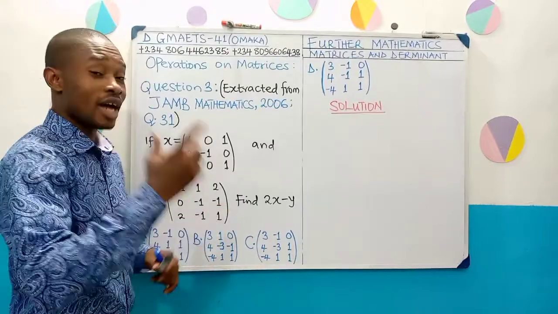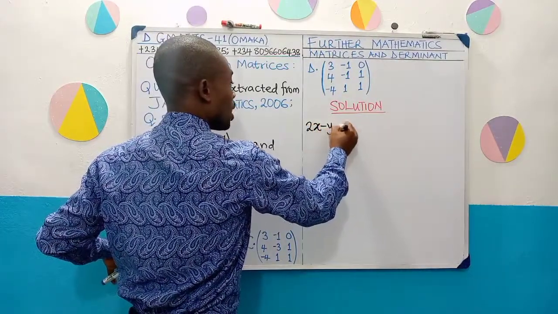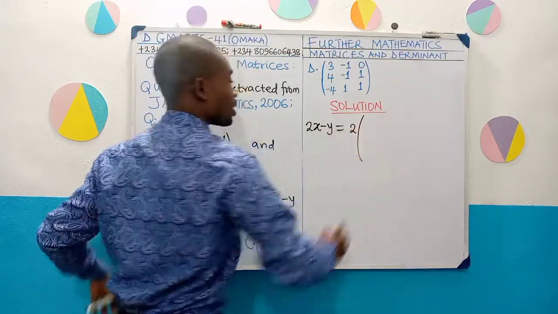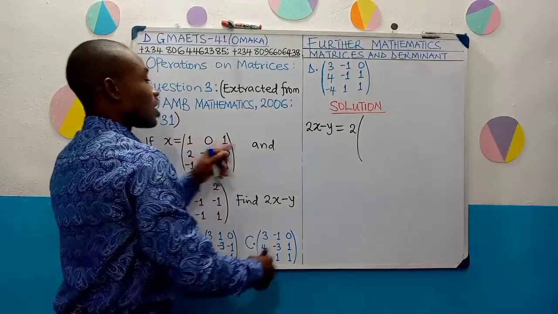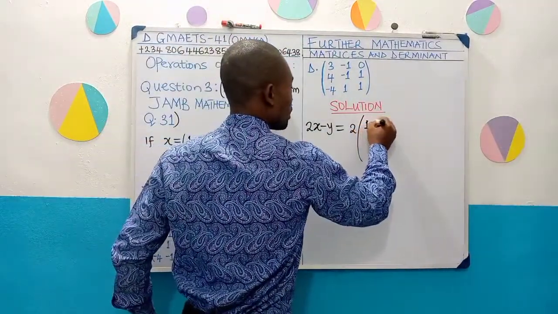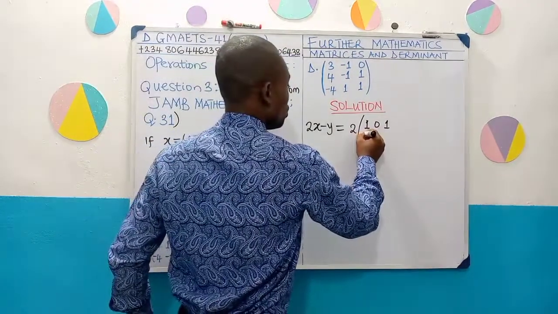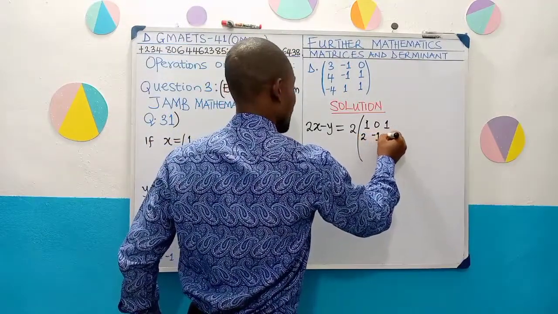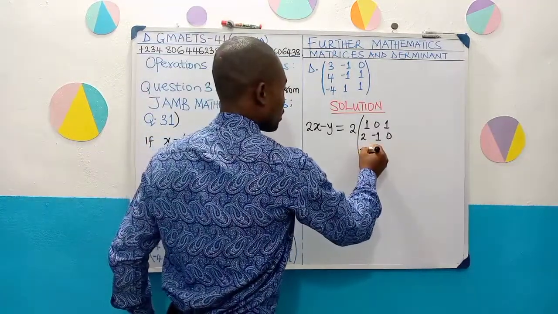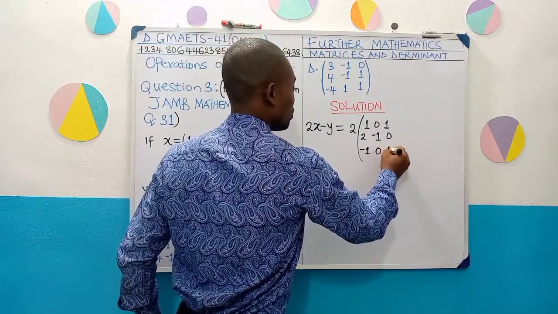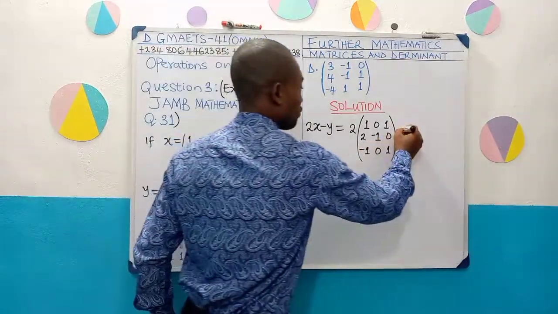So this is actually very simple. I think I'm going to do that straight on. So we are asked to find 2x minus y. This is going to be 2 brackets. Now, the matrix x is what? We'll fix that 101. So 101. And then we have 2 minus 2 minus 1 and then 0. And we also have minus 101. So minus 1, 0, and 1. So we're going to subtract matrix y from it.